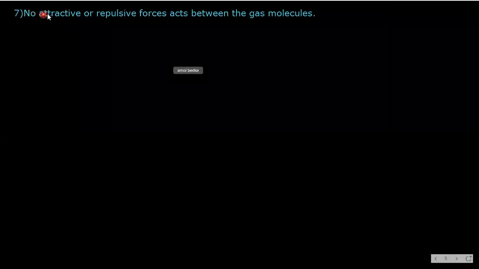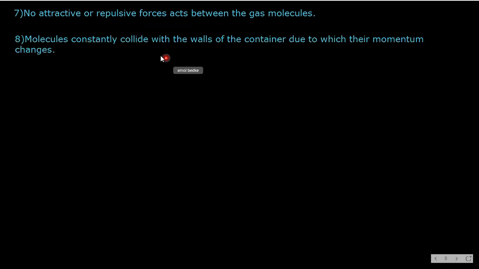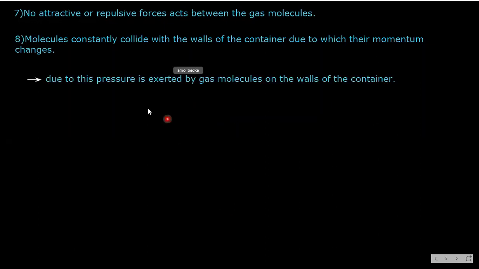Next assumption: no attractive or repulsive forces act between the gas molecules. There is no attractive force as well as no repulsive force between two gas molecules. Molecules constantly collide with the walls of the container, due to which their momentum changes. A gas molecule will go and collide on the walls, and due to that collision, its momentum continuously changes. Due to this, pressure is exerted by gas molecules on the walls of the container. Due to what? Change in momentum, pressure is getting exerted.